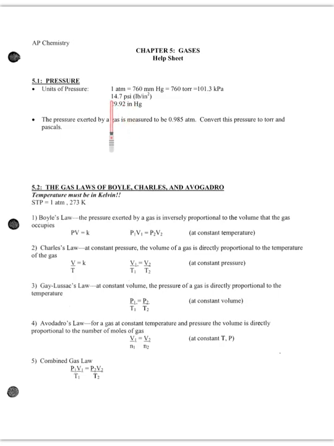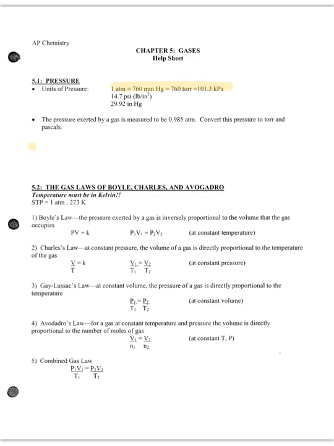We don't really use that one. You're not going to see that one that much in AP Chemistry. Same for the 29.92. This is inches of mercury. You're not going to see that one too often either. So just make sure that you know these main ones right here. I'm trying to highlight these for you. Make sure you know those.